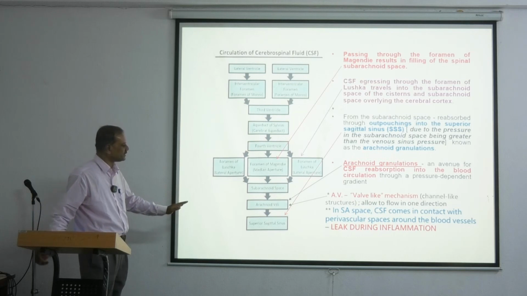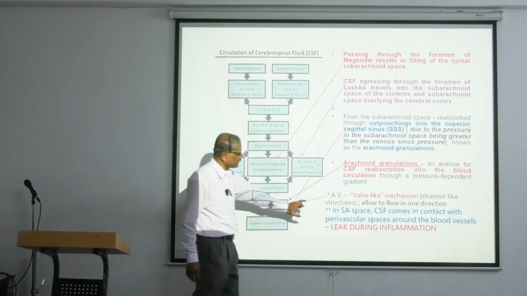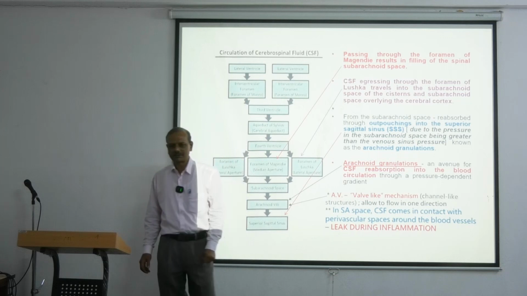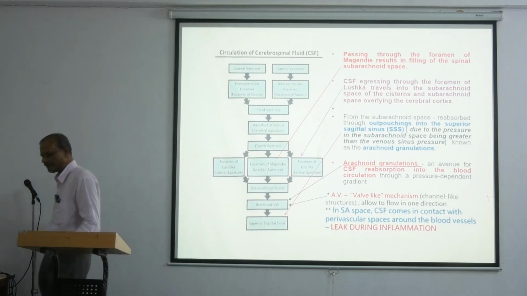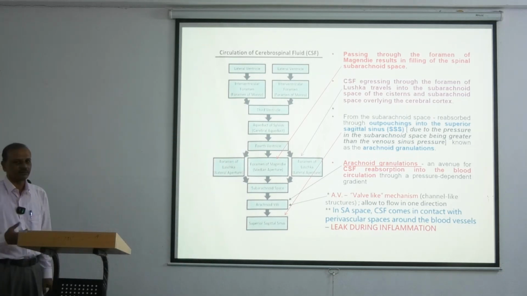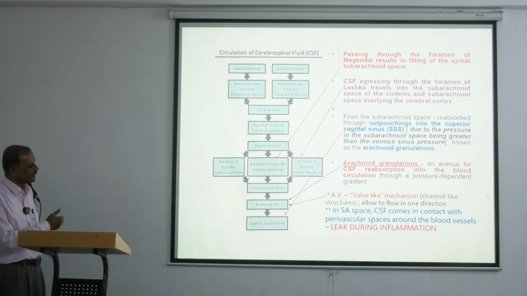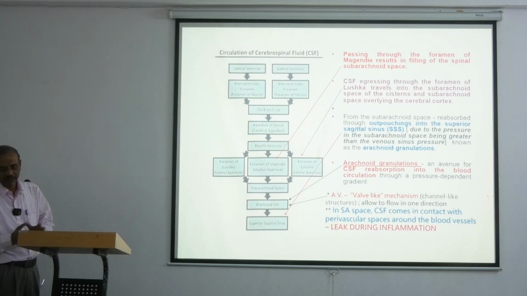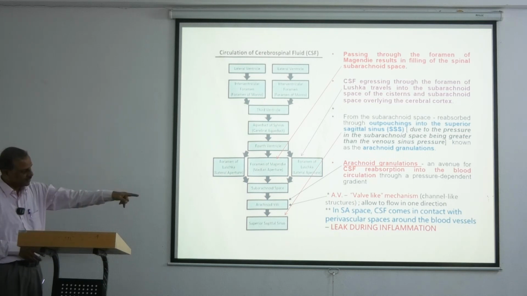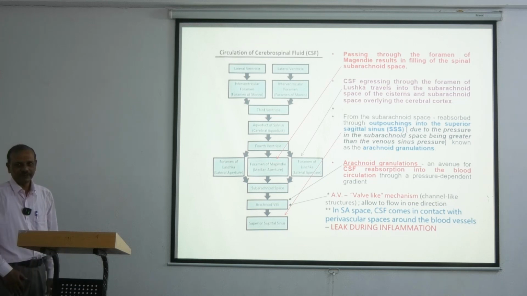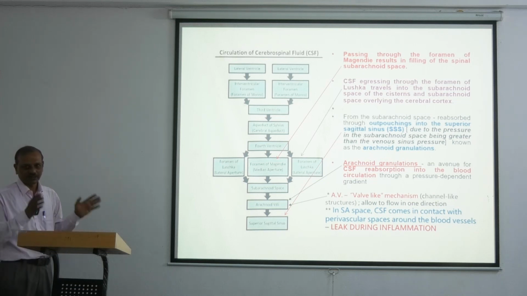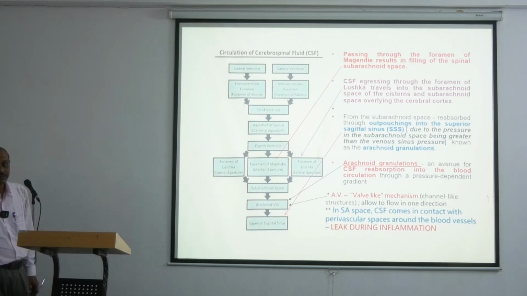The clinical significance is that, in the subarachnoid space, CSF comes in contact with the perivascular spaces around the blood vessels, and leaking occurs here. Because if there is inflammation, only then will blood components come into the CSF. There is a leak during inflammation, the normal structure will not be there, and that causes the abnormal report in the CSF in disease conditions.